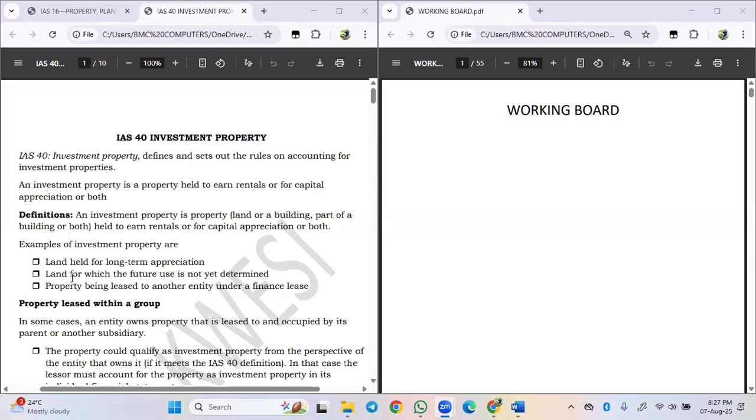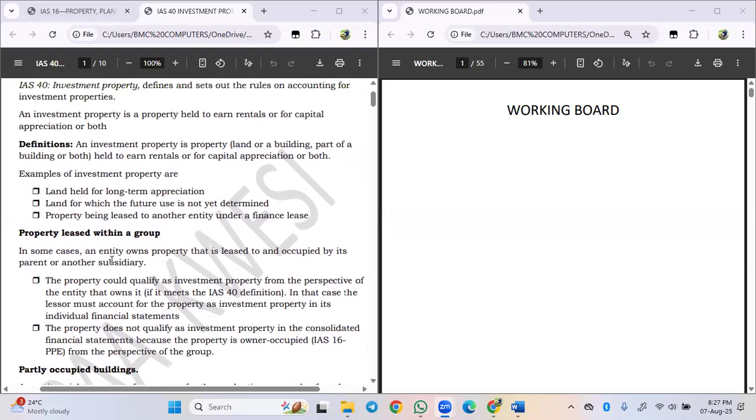Land for which the future use is not yet determined. You have a land there, but you don't know what you are using it for. You don't know the purpose of that land. You haven't determined the future use of that particular land. And a property being leased to another entity under a finance lease. These are all examples of investment property.